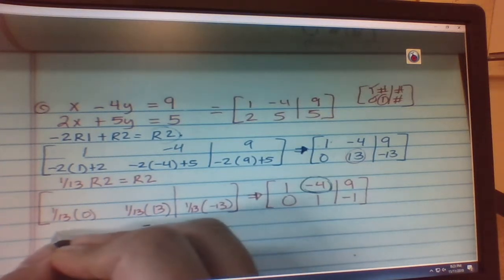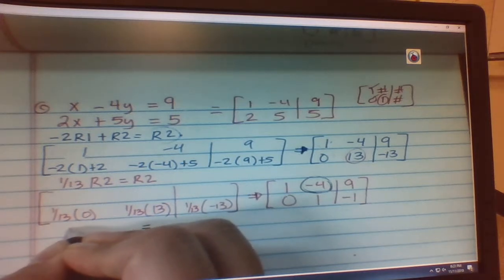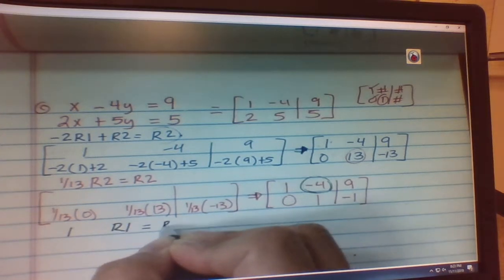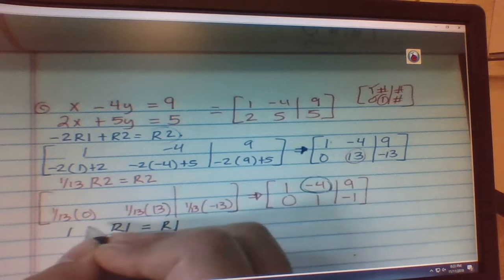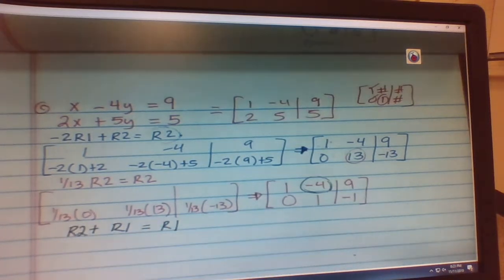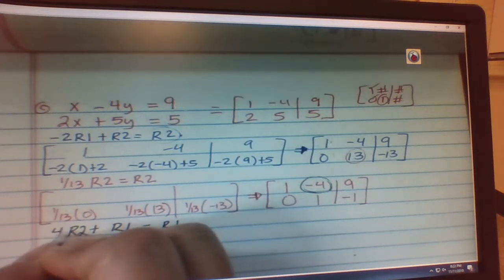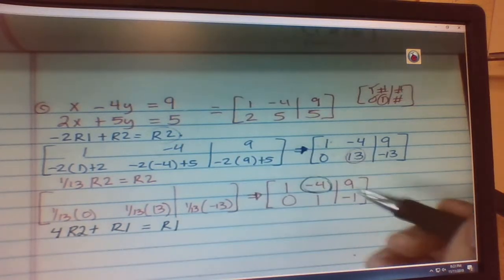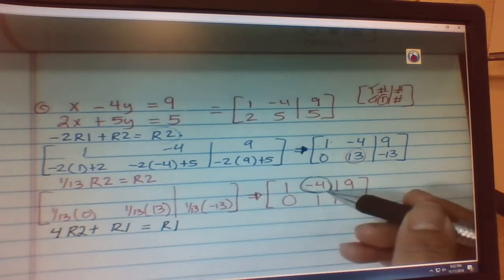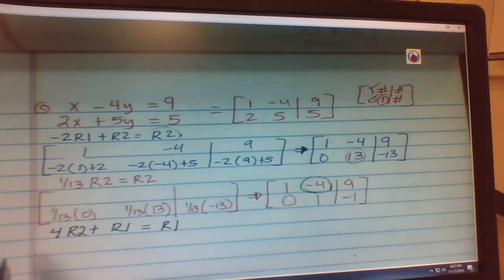And what is it? -4 times row 1 plus row 2 plus row 1. I do add row 1, and it does equal row 1. But once again, which row am I multiplying? By what? 1, 4. A positive 4. Because remember, it's a -4. So how do you make a -4 into a 0? By adding 4. So 4 times row 2 plus row 1 equals row 1.